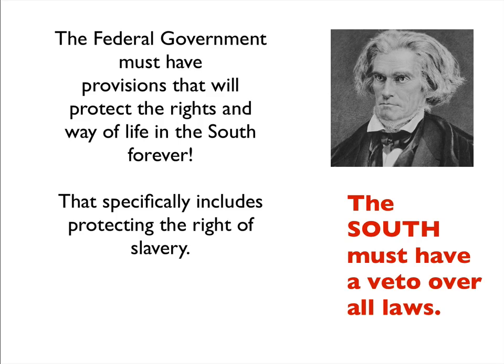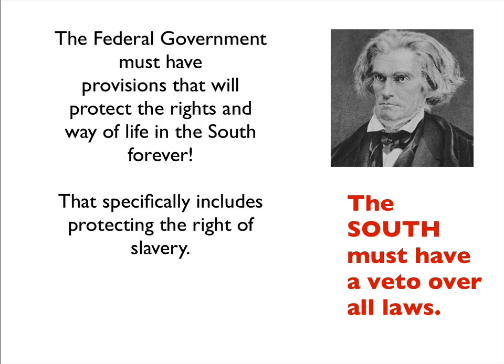Calhoun's idea was the federal government had to have provisions, mechanisms in it that would protect the way of life in the South forever. And this protection specifically includes ensuring that the Southerners will be able to own slaves forever. Calhoun basically said that the South must always have a veto over any law that is passed. Even if the South doesn't have a majority and it's able to block it in the Senate or in the House, there has to be some way in which the South can say, no, we don't approve of this law, and whatever's passed through Congress can't become law.